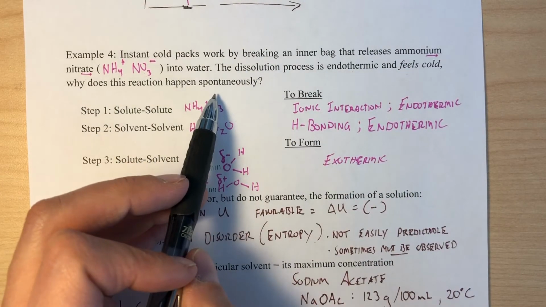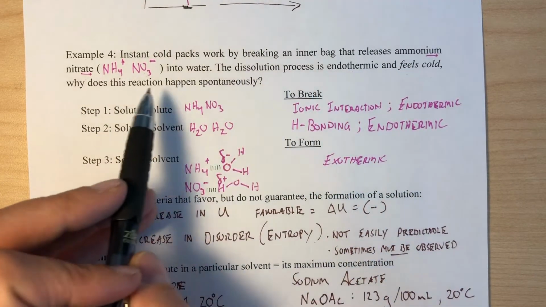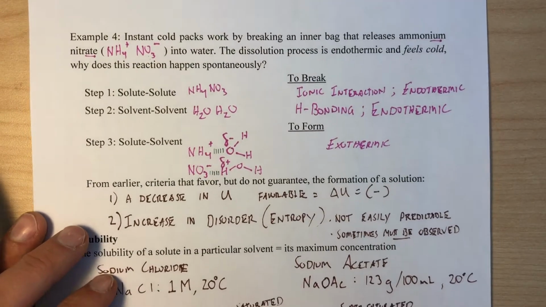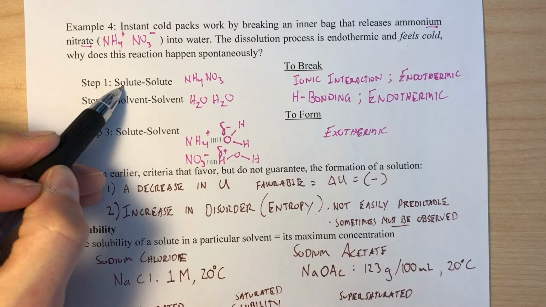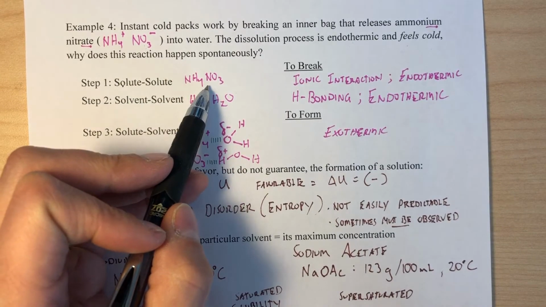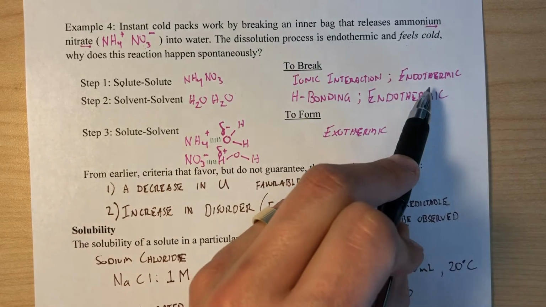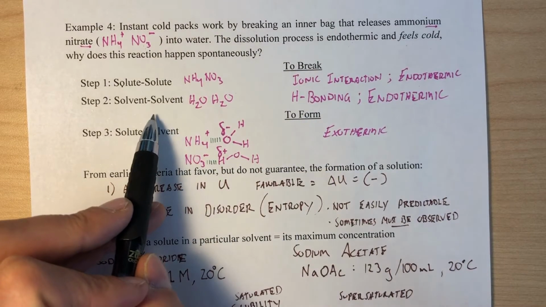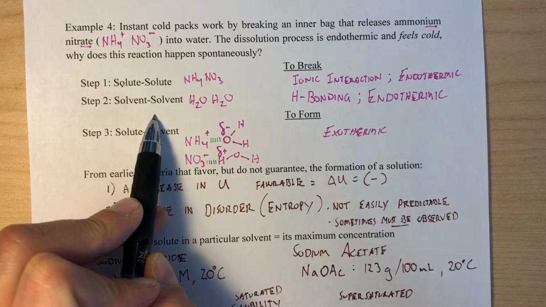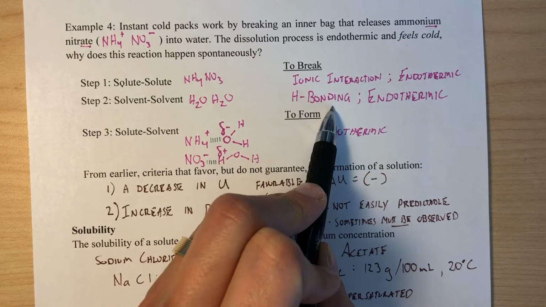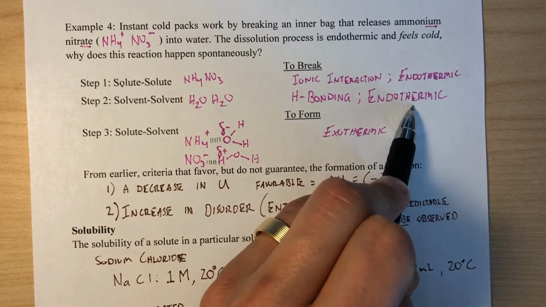So why does this reaction happen spontaneously if it is endothermic? Well, here's why. We have a solute-solute interaction, so we have our ammonium nitrate. What we have to do there is break up an ionic interaction, and that's endothermic. Simultaneously, we have to break apart solvent interactions between water and water. Those are held together by hydrogen bonding. Breaking apart those is also endothermic.